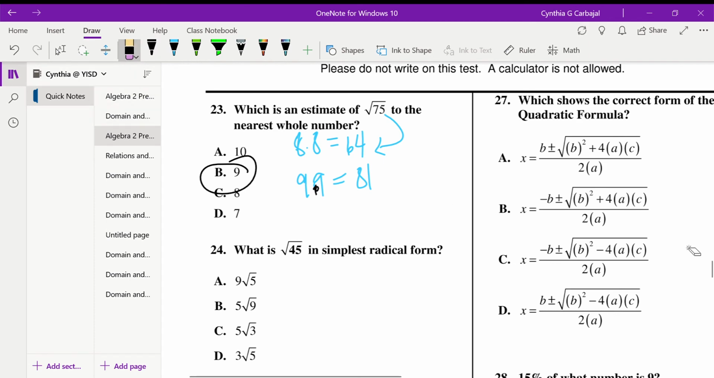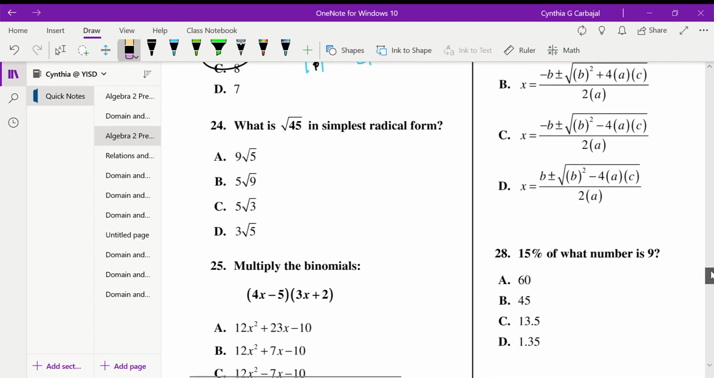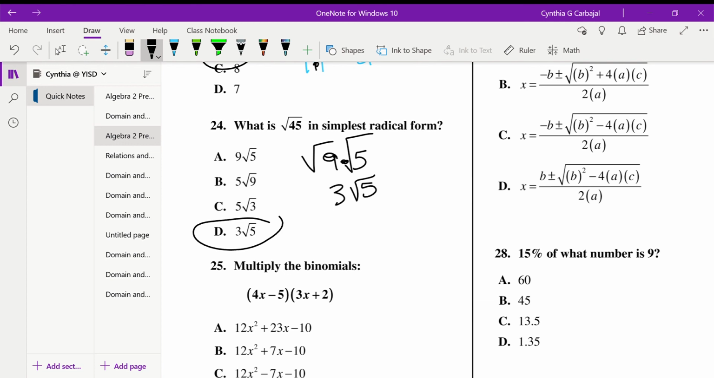Alright, number 24. It says, what is the simplest radical of the square root of 45? So we would try and find two numbers that multiply to give me 45, but one of them is a perfect square number. And the biggest number would be 9. 9 times 5 gives me 45, and 9 is a perfect square number. So I can square root the 9, but not the 5. So the square root of 9 is 3, but the square root of 5 doesn't have a perfect square root. That's as far as we can go. Let's simplify.